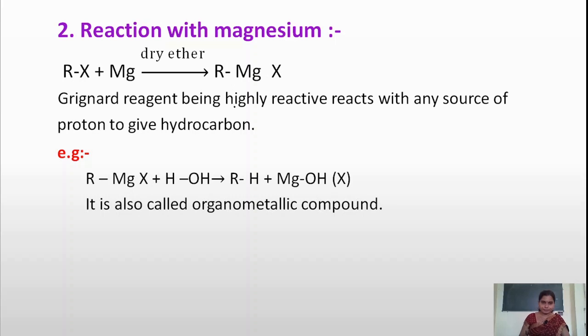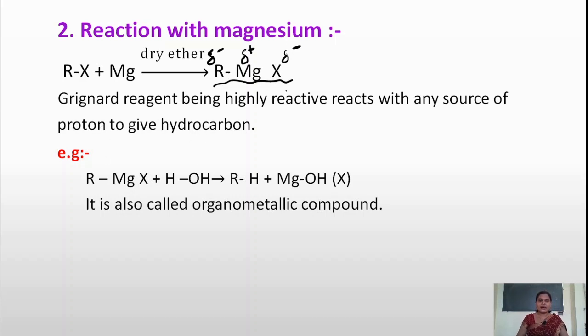Here this magnesium is electropositive in comparison to this carbon atom. So the carbon atom of this alkyl group gets a partial negative charge on it. This magnesium is partially positive and this halide is partially negative. So this compound is highly reactive, and it reacts with any source of proton to give a hydrocarbon.